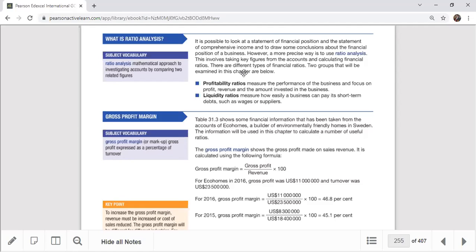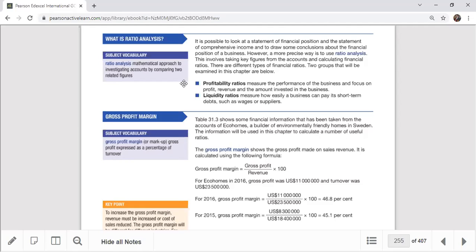So comparing the raw numbers doesn't make much sense. Sometimes the numbers can be big or small, but percentage wise, sometimes a small business actually performs more efficiently than a large business. Therefore, ratio analysis is really important to that extent. It involves taking the figures from the accounts and calculating the financial ratios. And there are different types of financial ratios.